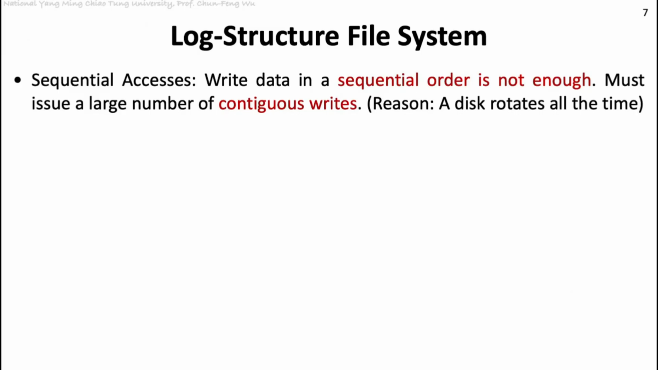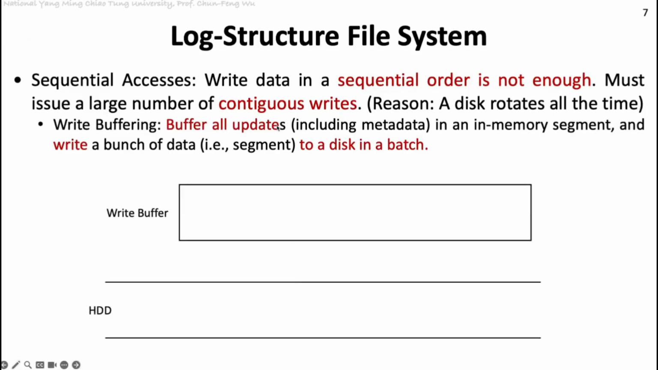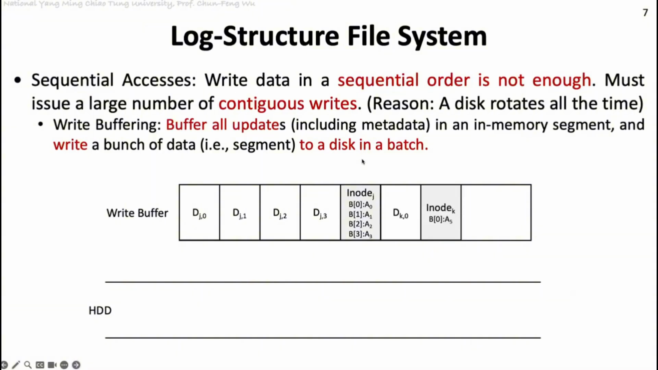So usually we need to issue a large number of contiguous writes, so we need to group them together. There is a concept called the write buffer, which is quite general. We buffer all the objects in an in-memory segment and write a bunch of data to disk in a batch. This is called a segment.